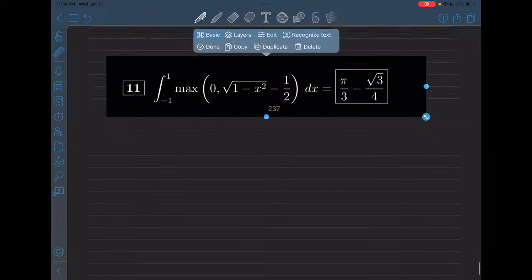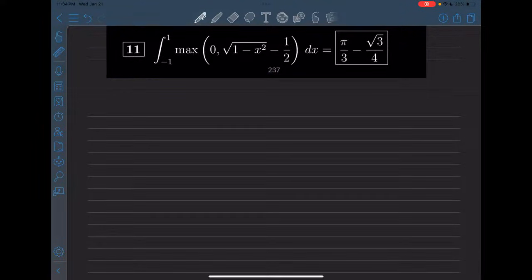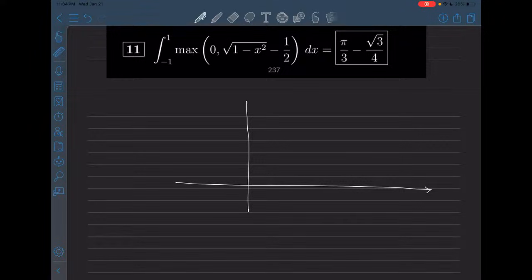Okay, so let's see. Let me try to plot this graph: square root of 1 minus x square, minus half. First of all, we know that the square root of 1 minus x square, yeah, use graphs, that's what I'm going to do. If we plot it, we know that it's going to be this thing over here, right?